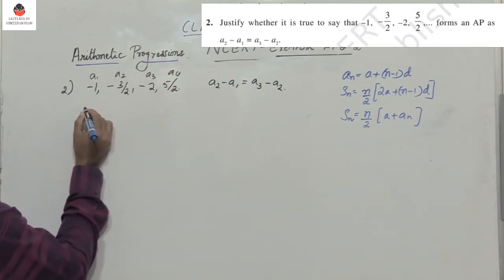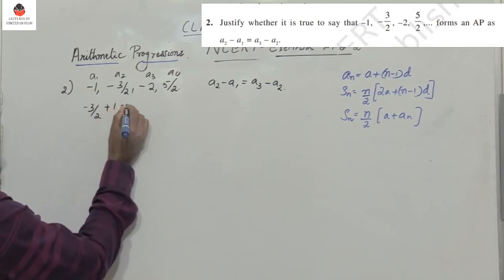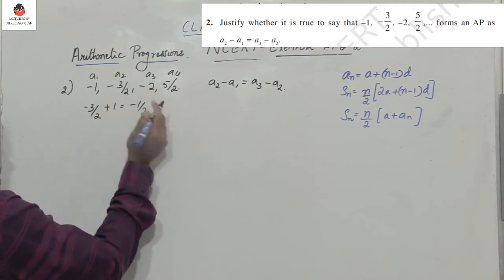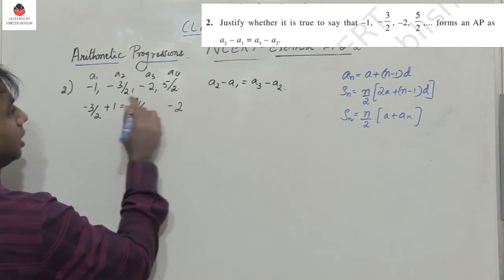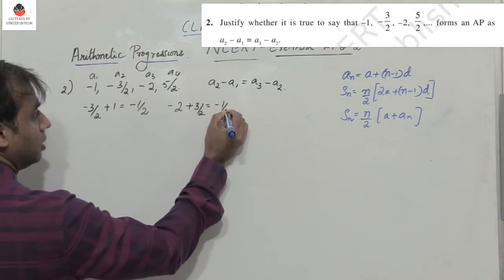So what is A2 minus A1? Minus 3 by 2, minus of minus 1 is plus 1, which gives me minus half. Next, A3 minus A2. What is A3 minus A2? Minus 2, minus of minus 3 by 2, which gives me plus 3 by 2, which is again minus half.